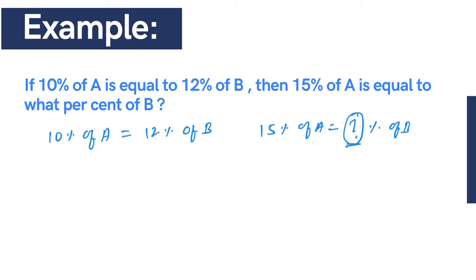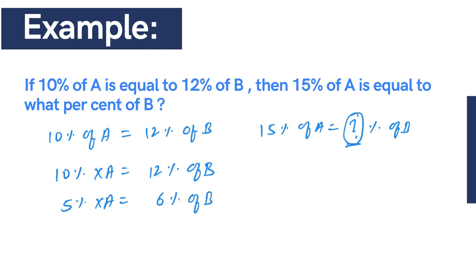So first solve this term. It is saying 10% of A, where "of" means multiply, equal to 12% of B. In the question it is asking 15%, but I have been given 10%. Can I convert this 10% into 15%? Yes, let's try. First I divide this term by 2, so I will divide here also by 2. So I will get 5% of A equal to 6% of B, since when I divide 12 by 2, it becomes 6.